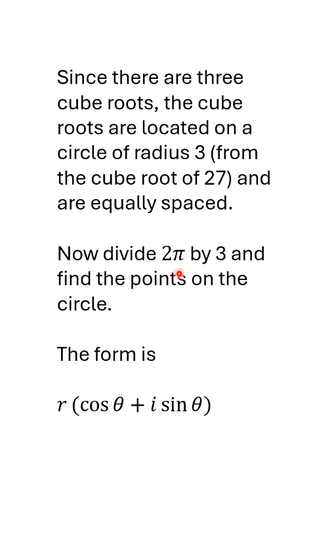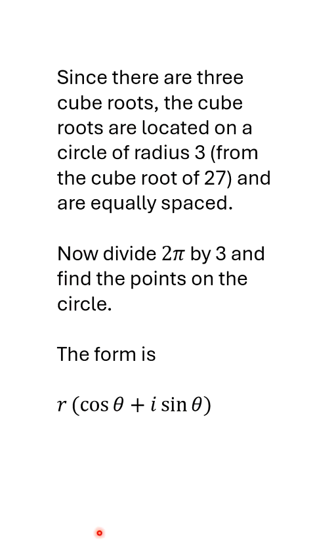So now we divide 2 pi by 3. And if you want to work in degrees, it's okay. You divide 360 by 3 and get 120. And find the points on the circle. So the form of our solutions is going to be r, which is the 3 in this case, times the sum of the cosine of the angle plus i sine of the angle. And now we'll put it right on the circle and at the right angle.